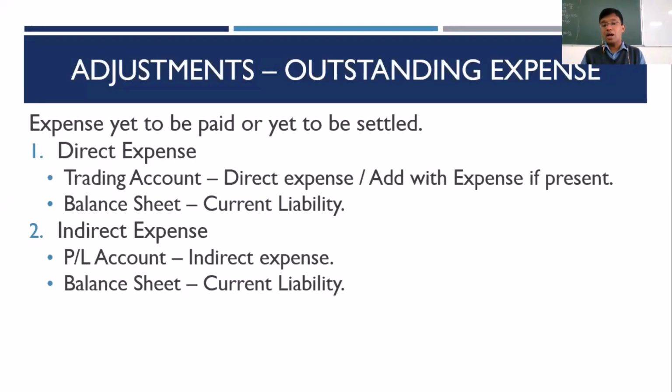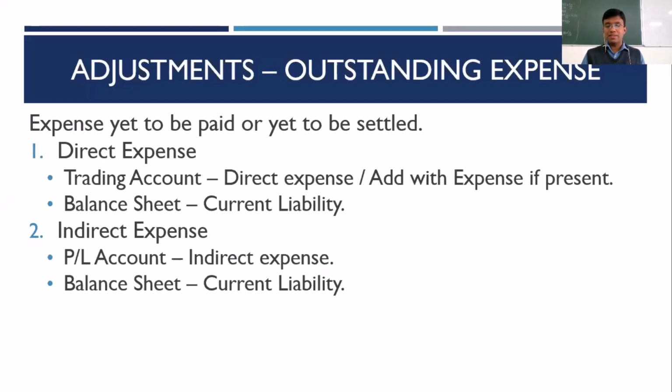So if you're talking about outstanding expenses which are direct in nature, first place that you'll be treating is your trading account. Second place is your balance sheet. Then you have indirect expenses. Now, what are indirect expenses? Indirect expenses are those which are indirect in nature, but still outstanding. So if you're dealing with indirect outstanding expenses, you'll be treating them in your profit and loss account, and the second place is your balance sheet.